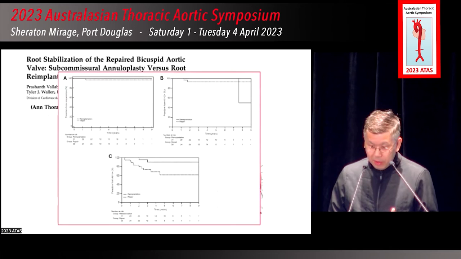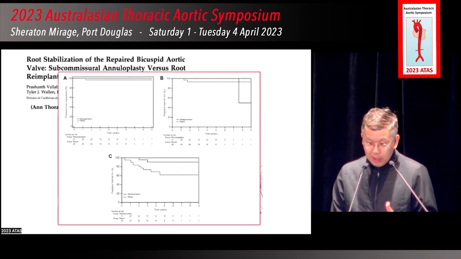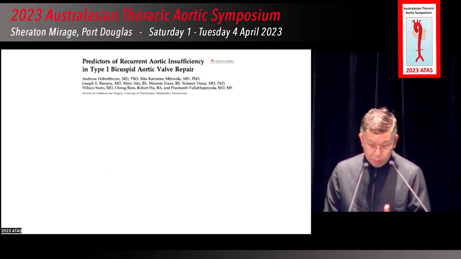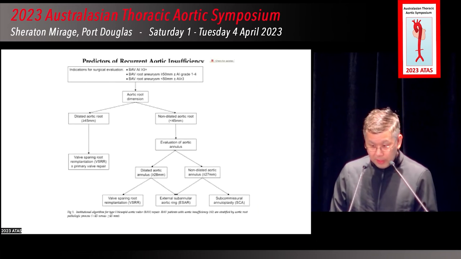with subcommissural annuloplasty or valve root replacement, relatively the same, but the root replacement patients did have a lower incidence of over mild or over 1+ AI compared to subcommissural annuloplasty. And they looked at predictors of why valves would have AI after a repair. This was ultimately the bottom row.